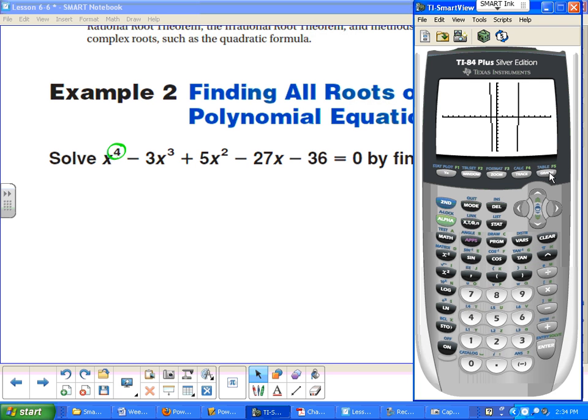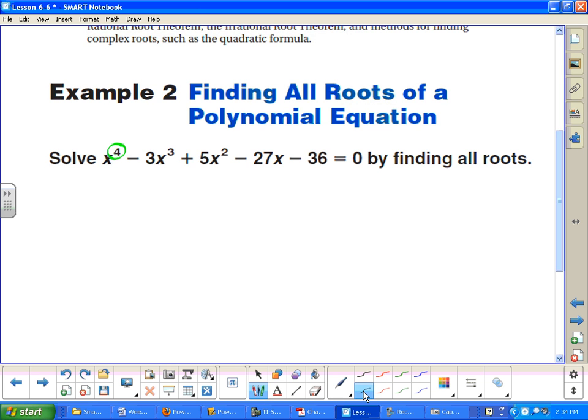What does the graph do if multiplicity is 2? It touches, right? These cross, don't they? If they cross, their multiplicity is only 1, which means there's got to be 2 more zeros, right? Now, let's look at these two first of all. So what do we have? -1 and 4, is that right? So I have 2 zeros at -1 and 4.